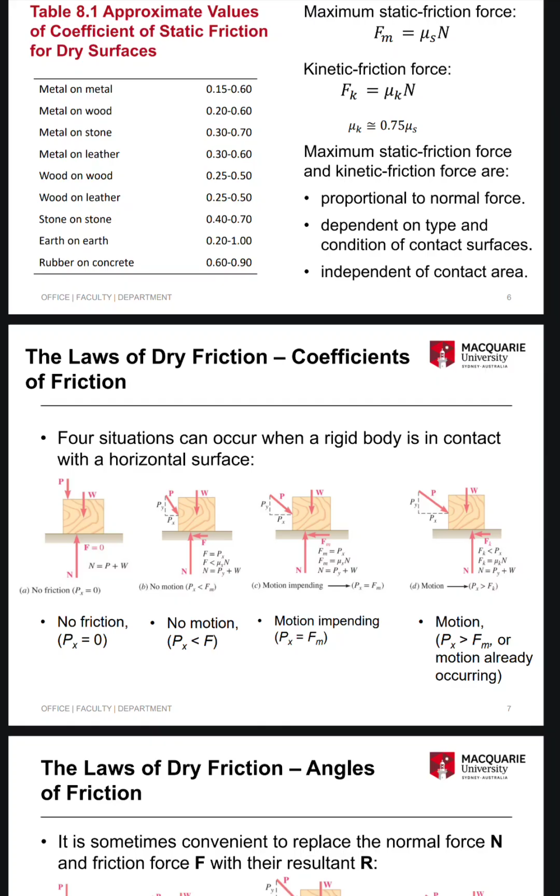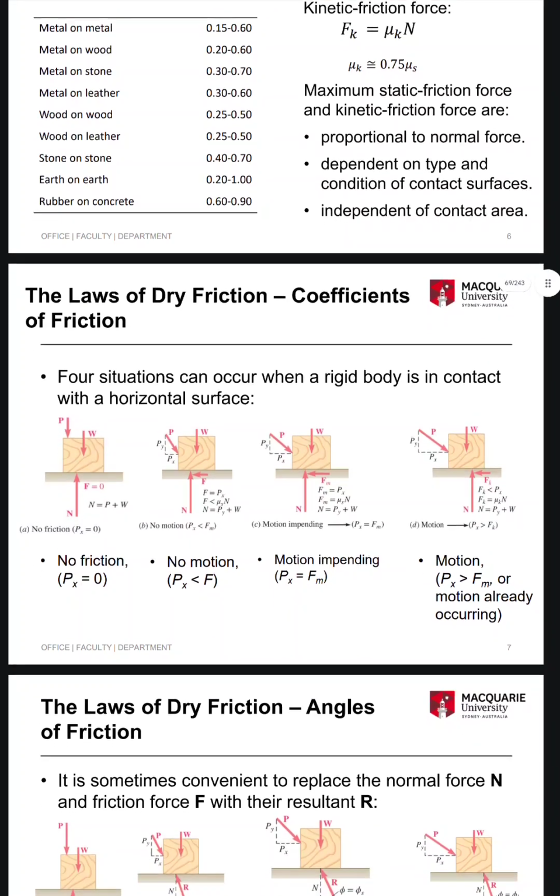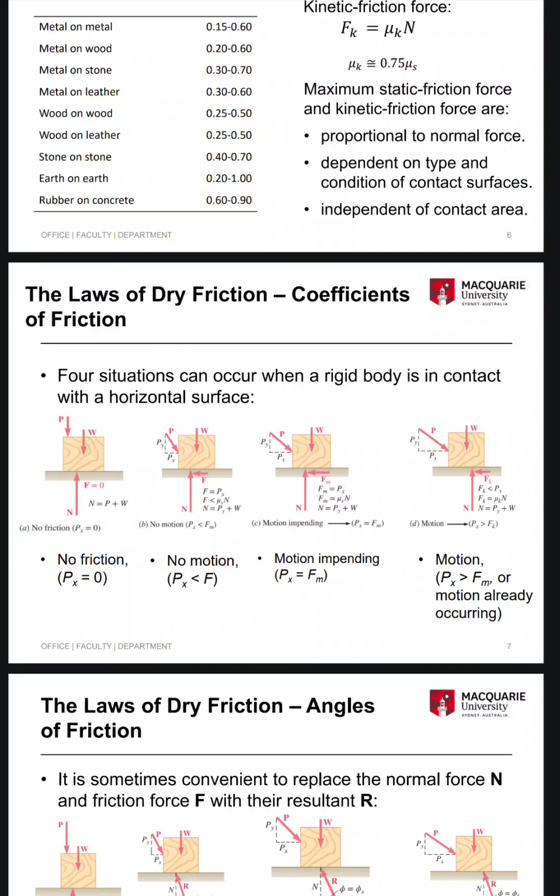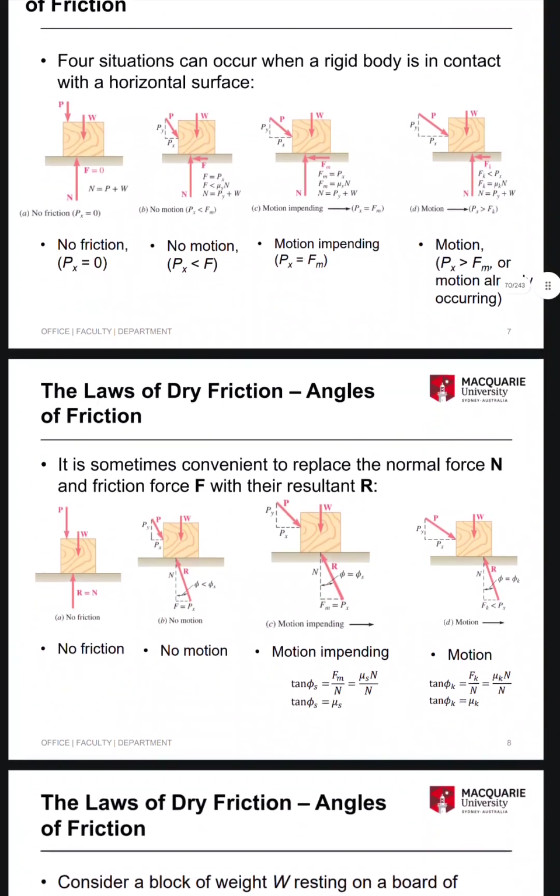And motion: Px is greater than Fk, Fk equals mu k N, N equals Py plus W. So no friction, Px equals 0; no motion, Px is less than F; motion impending, Px equals Fm; motion, Px is greater than Fm, or motion already occurring.